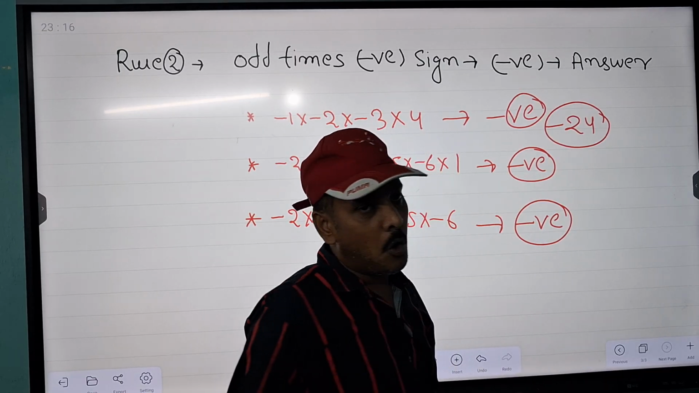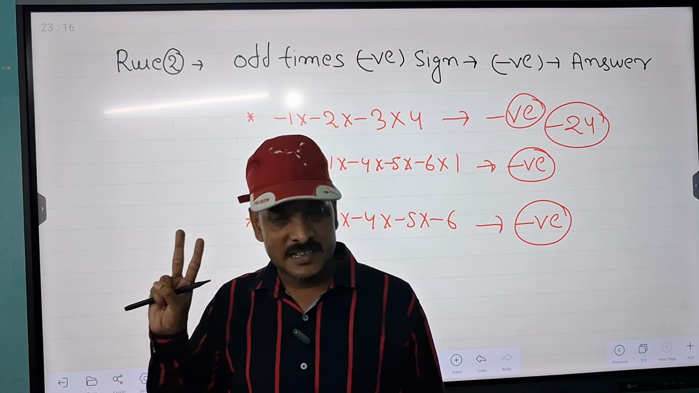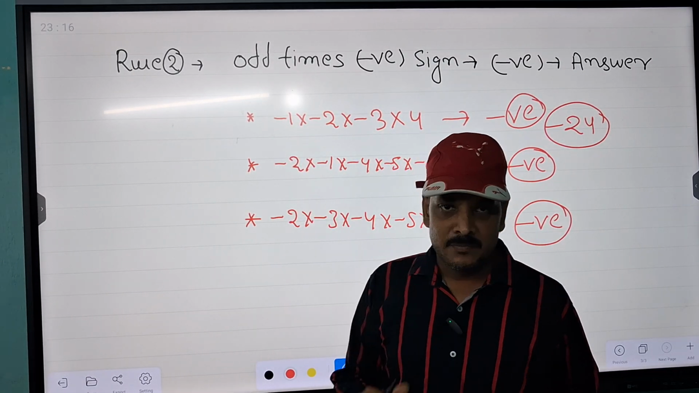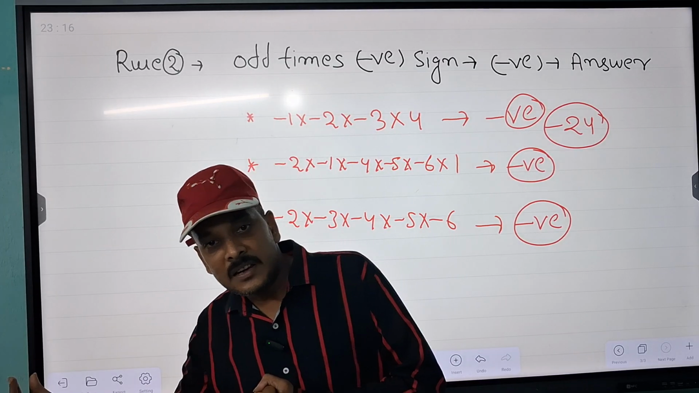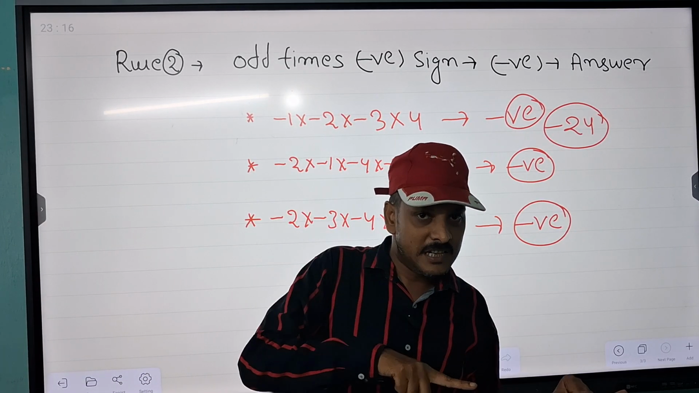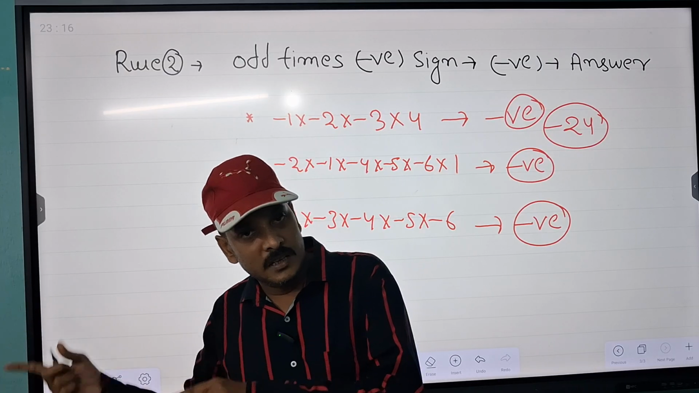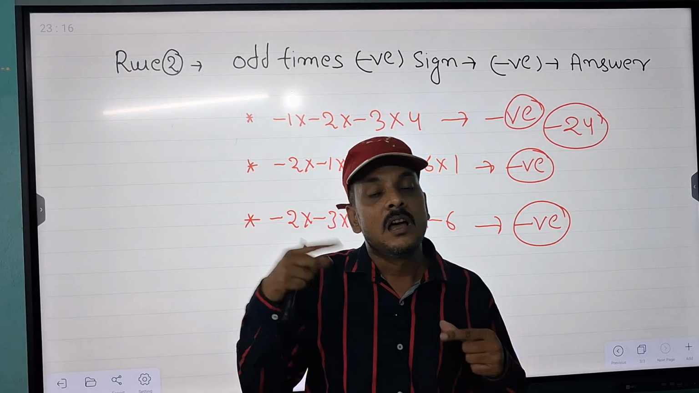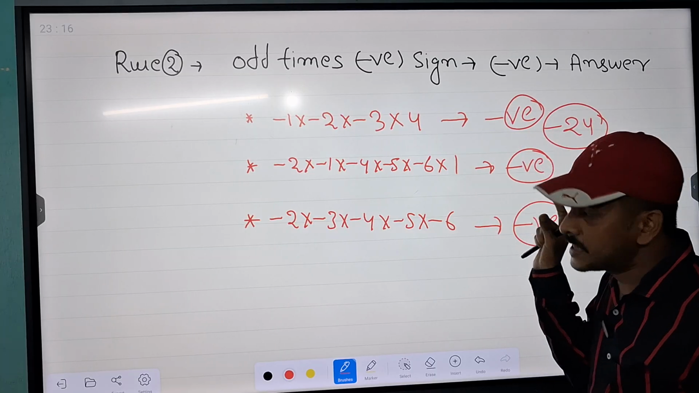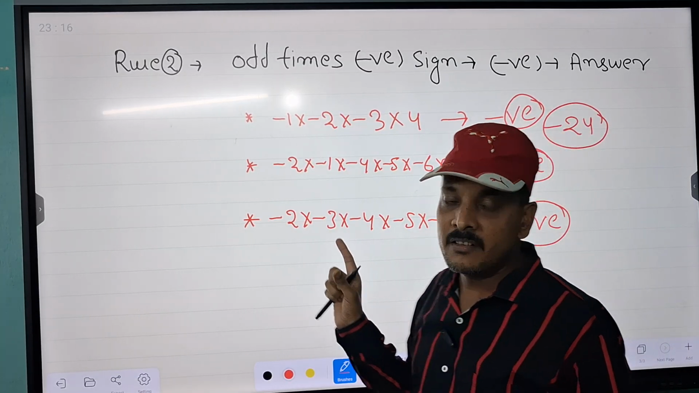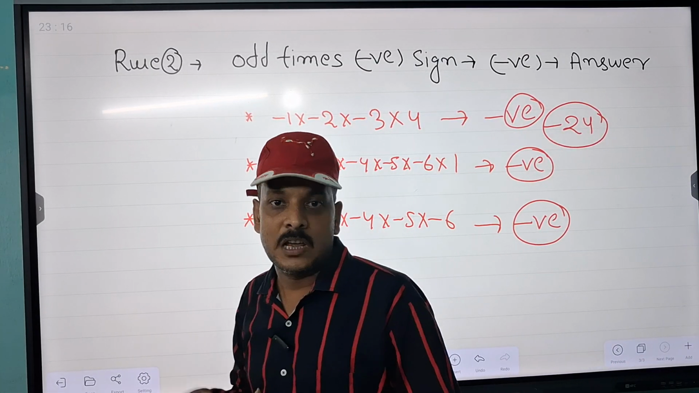So there are only two simple rules that I explained today. That means if the number of negative signs is even, the answer is positive, and if the number of negative signs is odd, the answer is negative. If you remember these two simple rules, you will never make a mistake in this type of question.